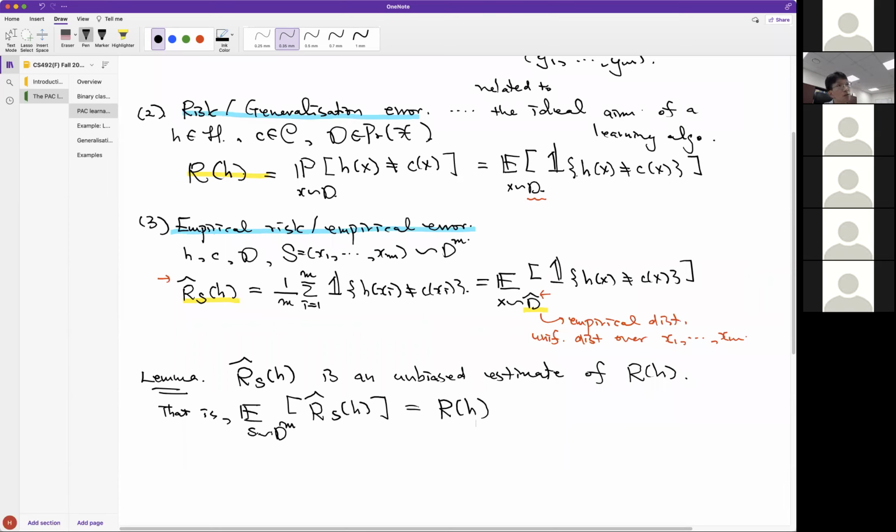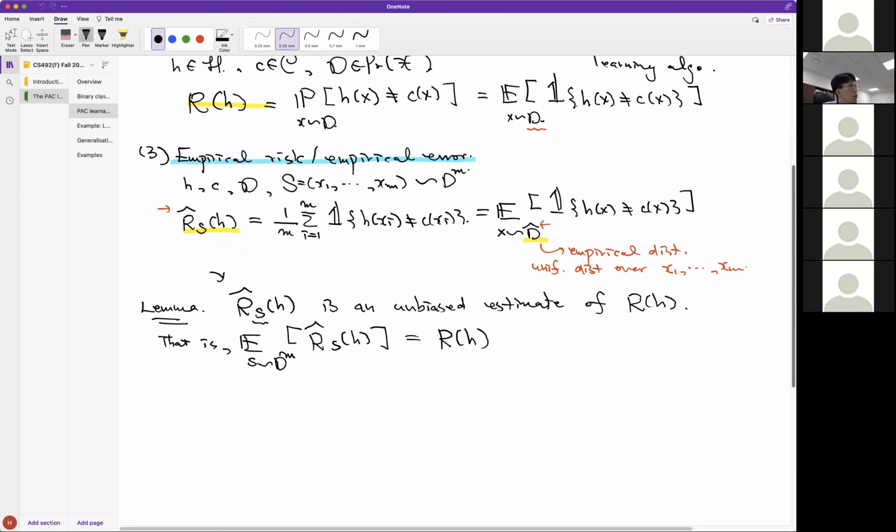So this means on average, our estimate, which is a random quantity because of S, is correct. It is exactly the same as what we are aiming at. And the proof is really simple. If you just unpack the definition of R head of S, use the linearity property of expectation and do some calculation, then you can easily show this equality is true. So I'm not going to go through this.